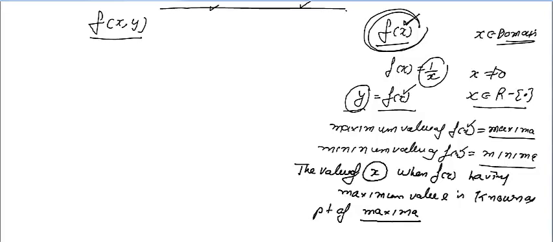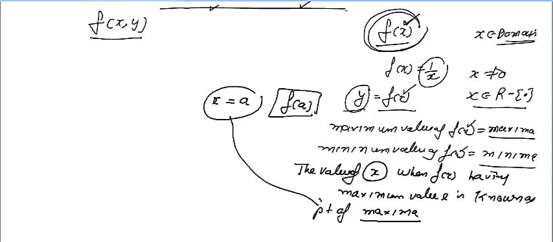Point of maxima means this is the value of x. Let us suppose you have substituted x is equal to a and you are getting f(a) equal to the maximum value. Then x is equal to a will be the point of maxima. And the value of x for which the function has the minimum value will be the point of minima. Now the most important thing: the maximum value will be single. Always you have only one maximum value and one minimum value, but the points of maxima may be more than one.